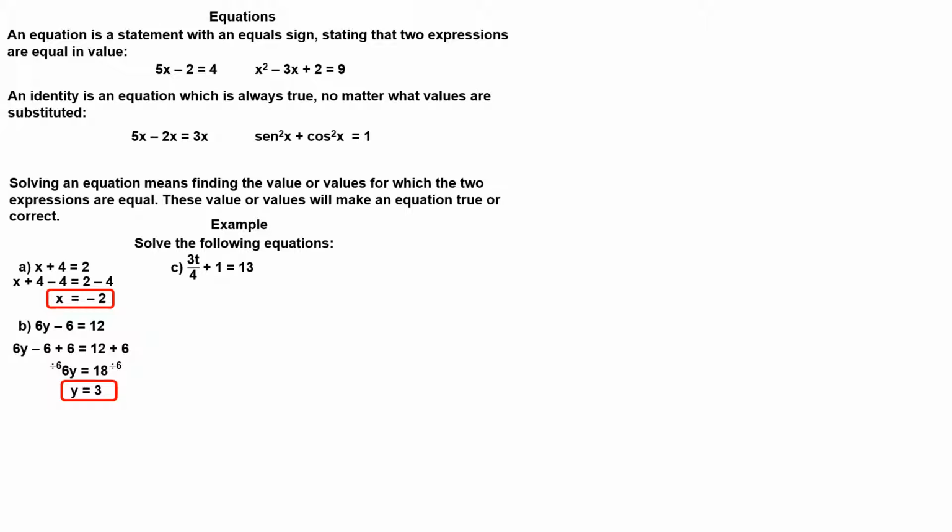In this equation, start by subtracting 1 from both sides. Now, we will need to divide by 3 and multiply by 4. The order does not matter. Multiplying by 4 and dividing by 3, we get t is 16.